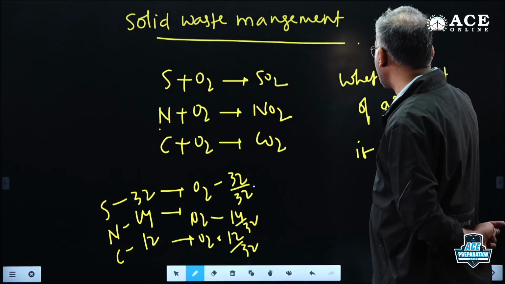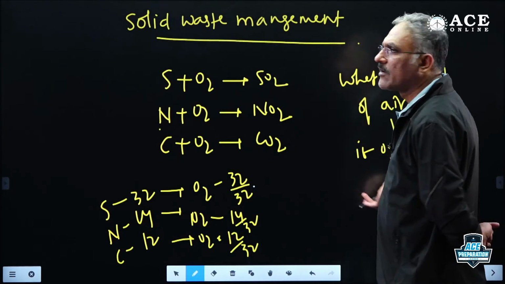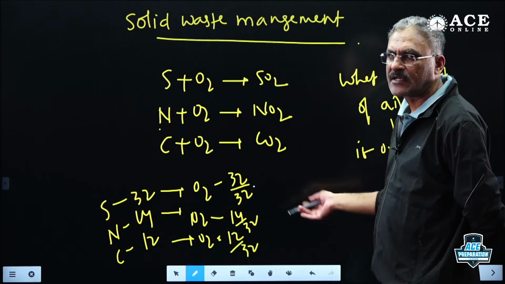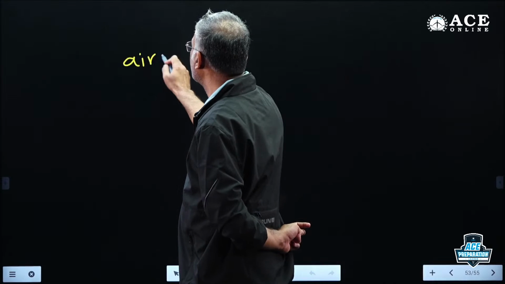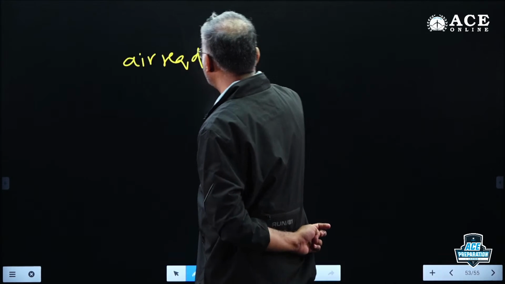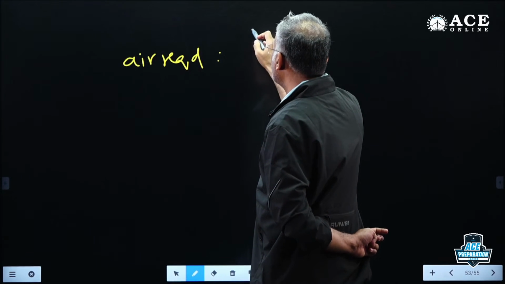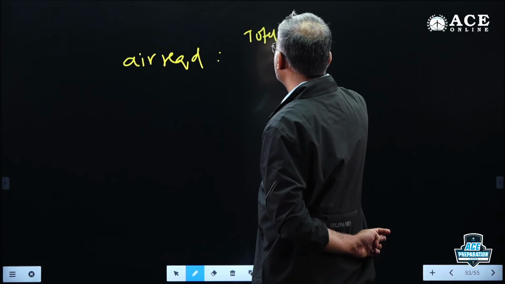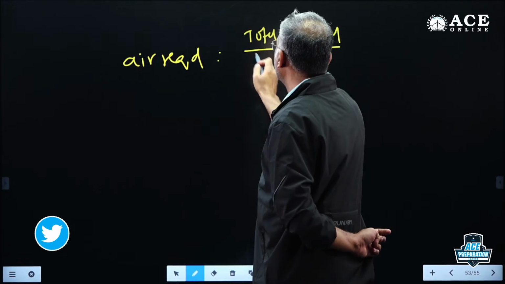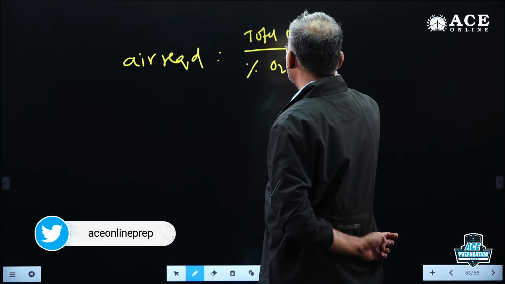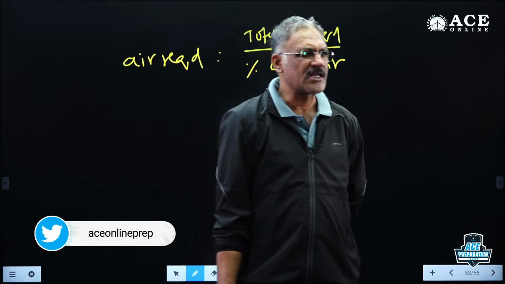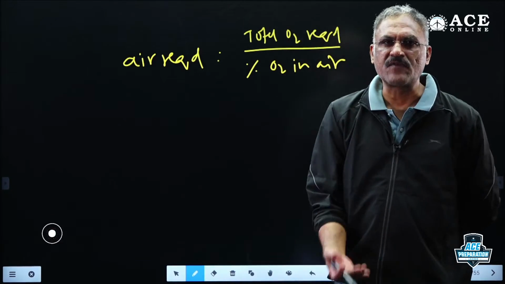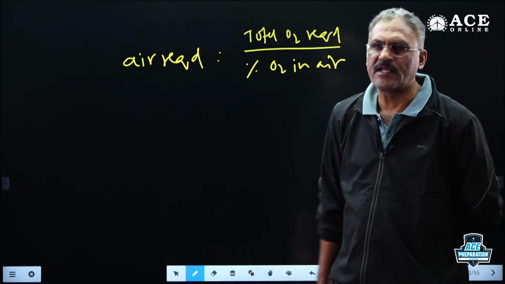Then once you get the oxygen required, the air required is equal to the oxygen required divided by the percentage of oxygen in air. So the total oxygen required to decompose that solid waste, divided by the percentage oxygen in air, will give the air requirement. This question was asked last time, or maybe 2 years back. Students get confused, but nothing more is needed: they are just using molecular weights, so you can link them.